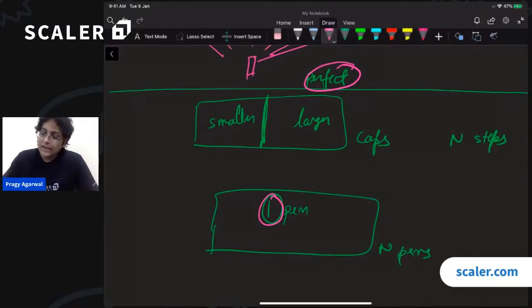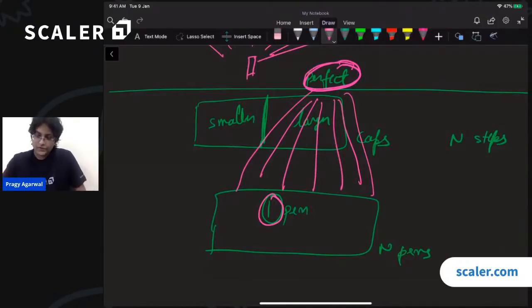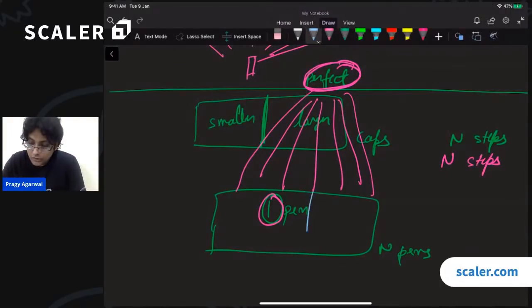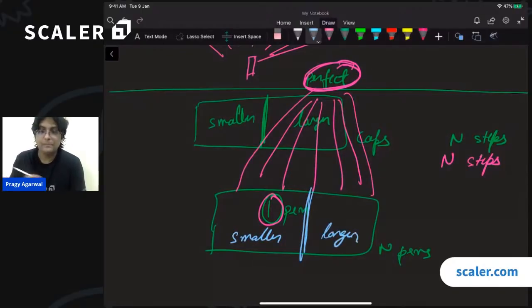So let us do one more thing. Let us now take this perfect cap, right? And let us now try it with all the different pens. Okay. So we first tried the pen with the caps. We found the perfect cap. Then we tried the perfect cap with all the different pens. What will that give us? That will once again take n steps. But what will that give us? That will once again allow us to divide the pens into smaller pens and larger pens. Is this clear? Yes or no?